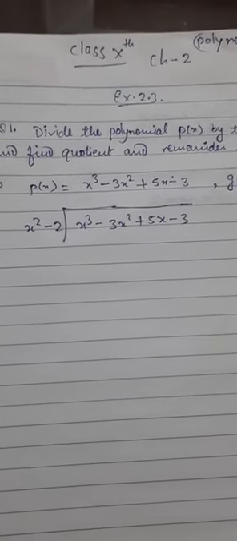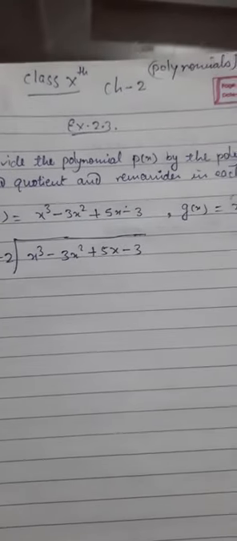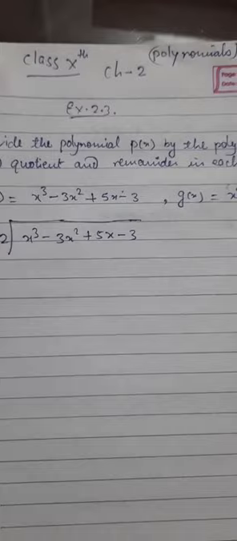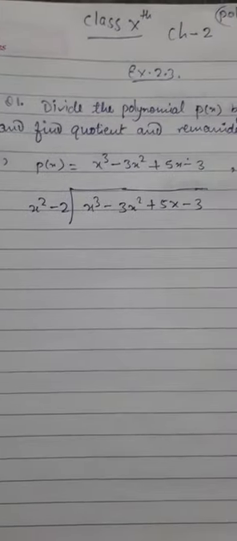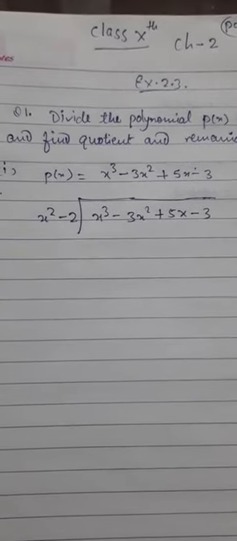Hello dear students, I am starting exercise 2.3. Okay, chapter 2 polynomials. Your first question is: divide the polynomial p(x) by polynomial g(x) and find the quotient and remainder in each case. In the first question there are three parts, so I have taken the first part.